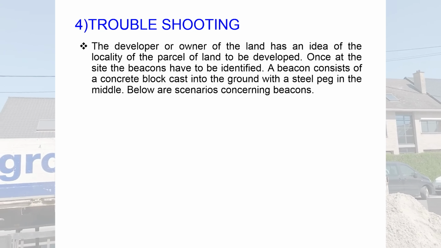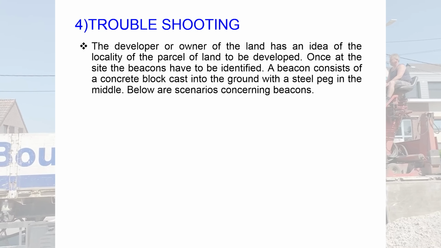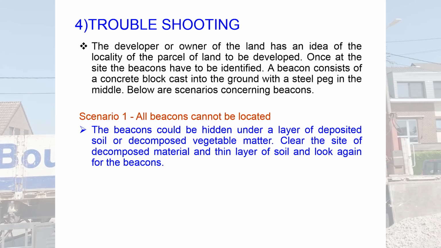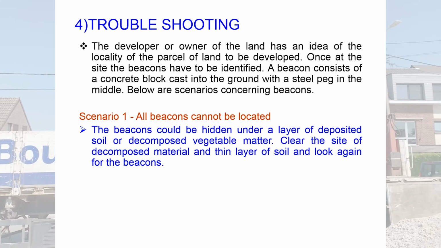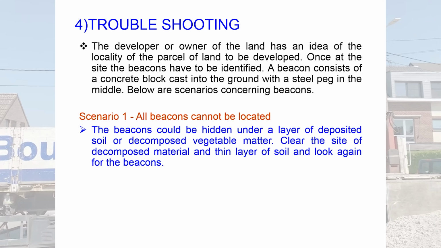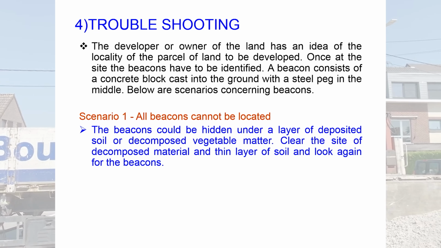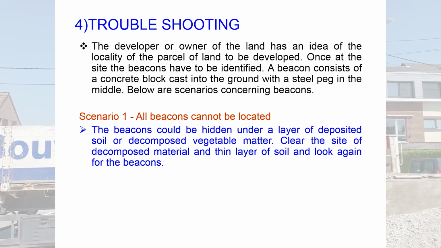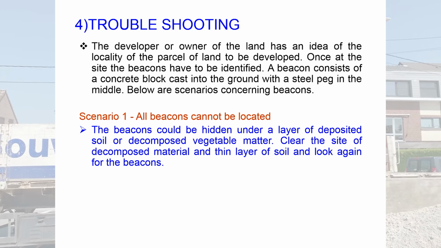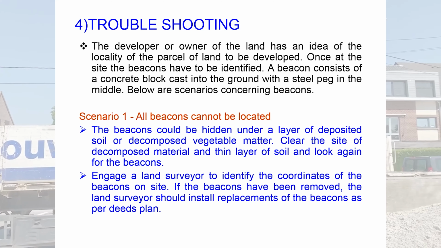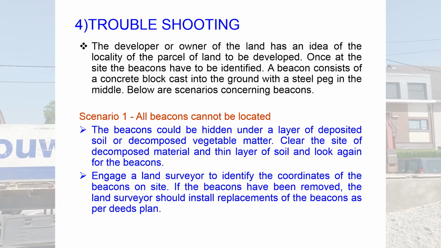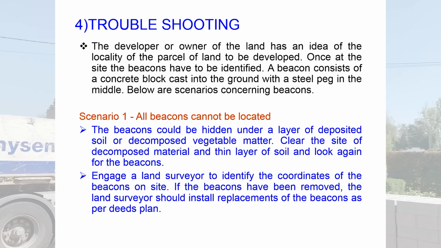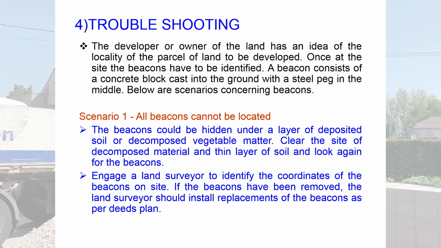Let's look at scenarios that may arise that we need to troubleshoot. Scenario 1: all beacons cannot be located. The beacons could be hidden under a layer of deposited soil or decomposed vegetable matter. In that case, clear the site of decomposed material and thin layer of soil and look again for the beacons. Or engage a land surveyor to identify the coordinates of the beacons on site. If the beacons have been removed, the land surveyor should install replacements of the beacons as per this plan.